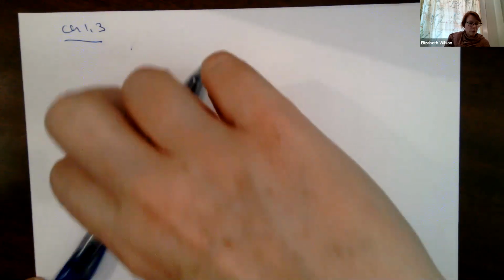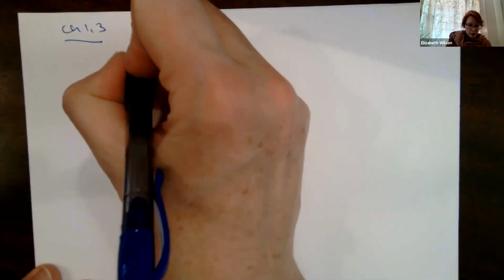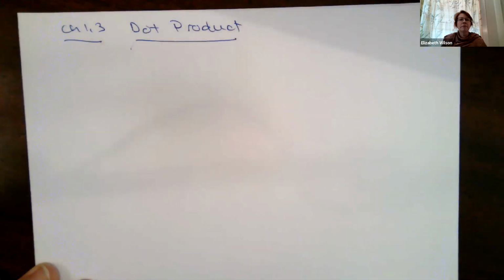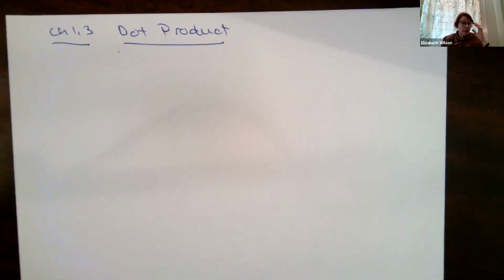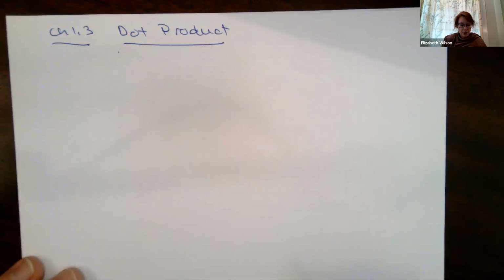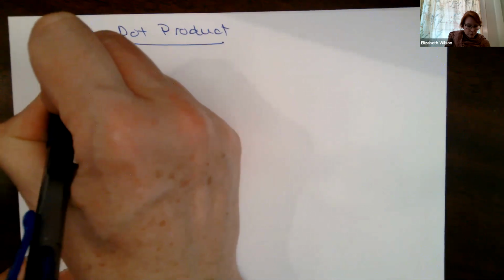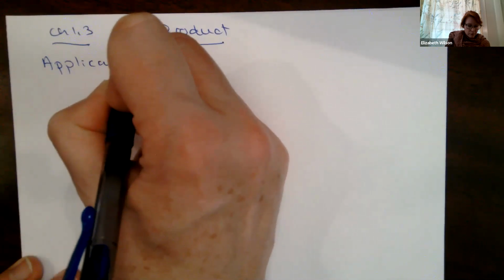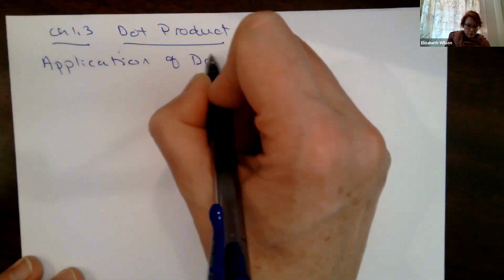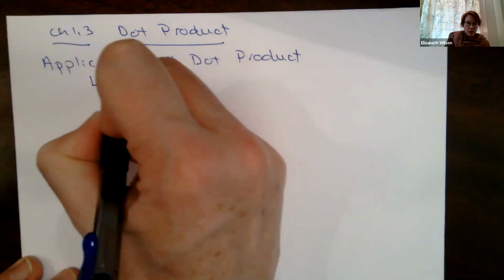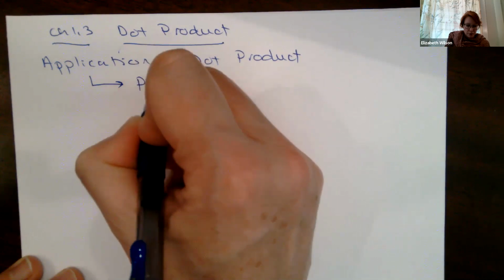All right, so chapter 1.3. This was our dot product. We started it on Monday. What I want to finish up with today is an application of the dot product, like actually how we use it. We use it a lot in what's called a projection.